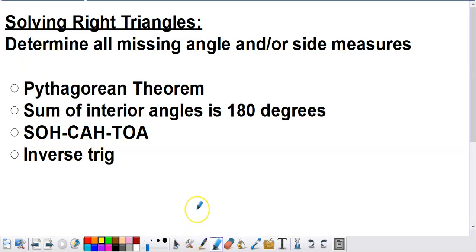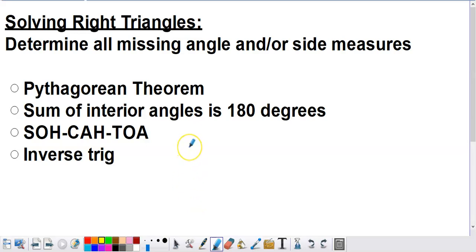Now, one thing that I see people get confused about whenever we first start solving right triangles is they assume that every problem is just like the one they just completed. And that's definitely not the case. There are a lot of different things you can do in order to help along the way when you're looking to solve a right triangle.